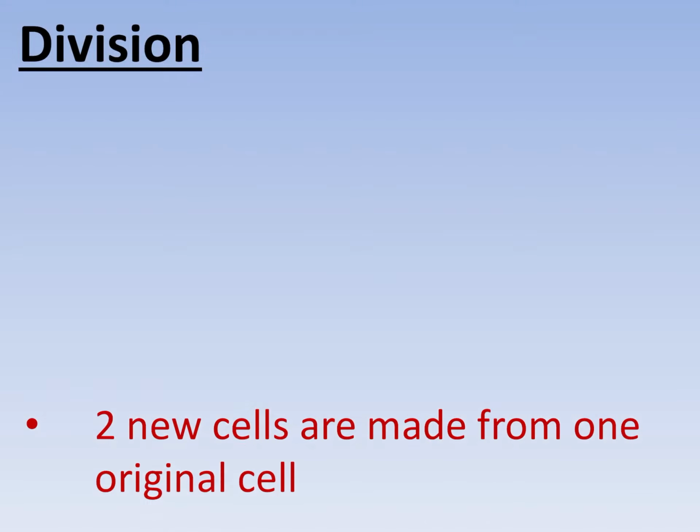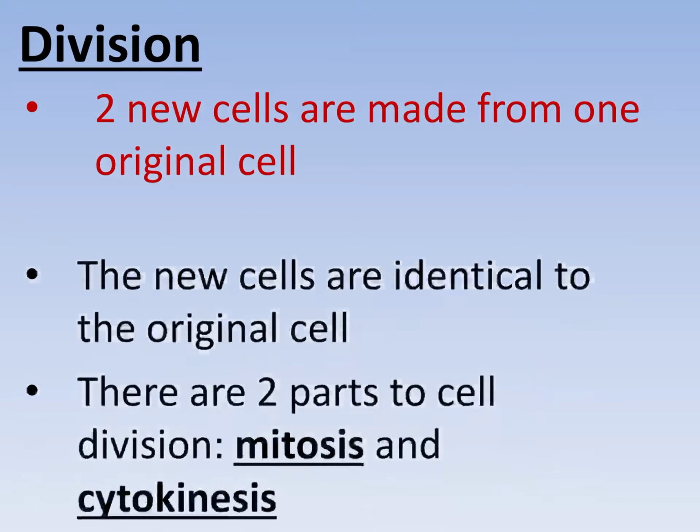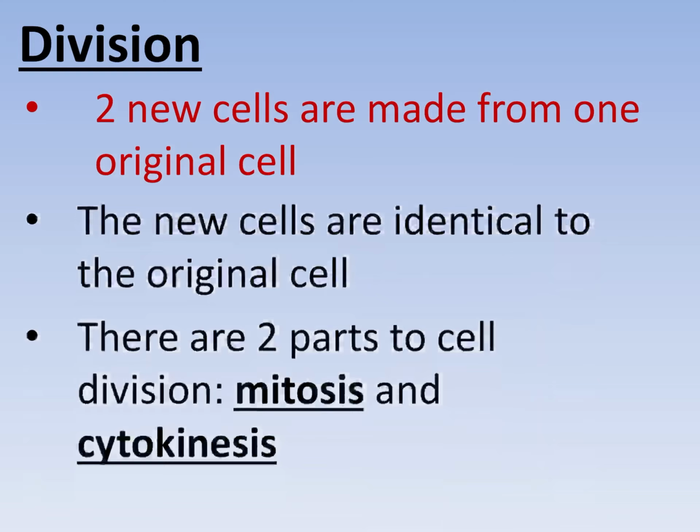Okay, now we're going to take a look at division. So we covered the growth, which is our interphase, and now we're going to look at division. So copy this part down. Two new cells are made from one original cell. Now, the new cells are identical to the original cell. So there's no differences. They're exactly the same.